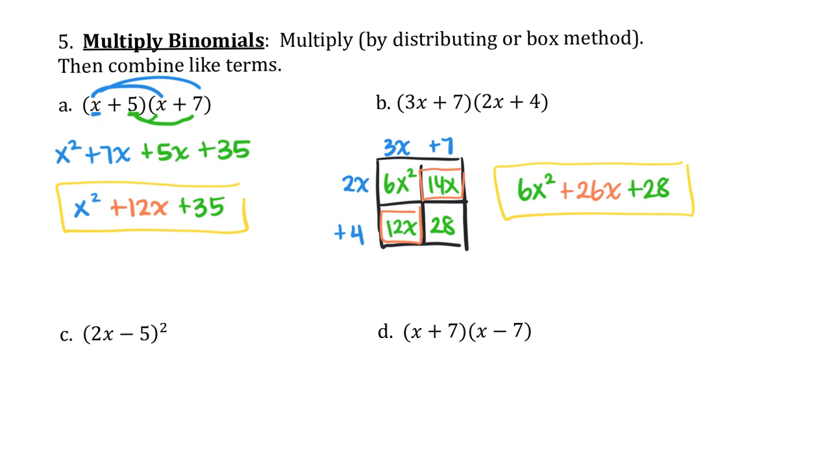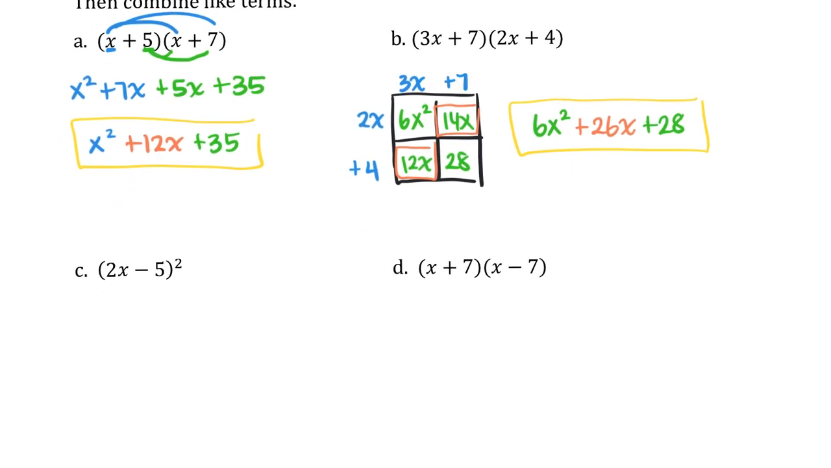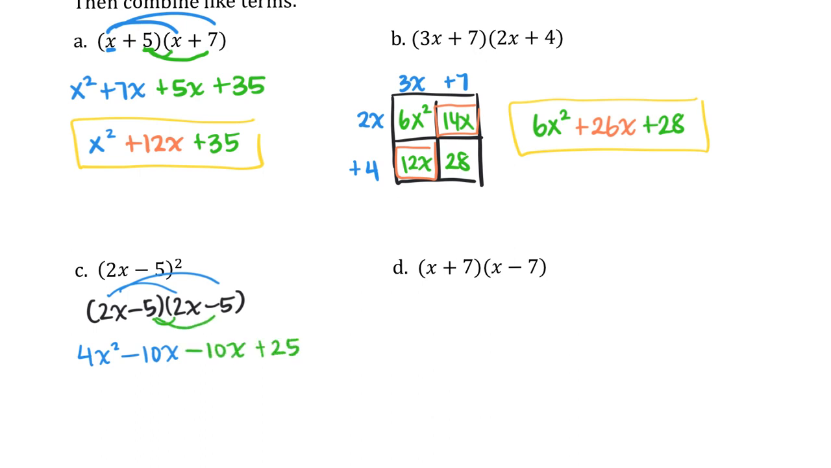Okay, the next two, let's try it. Okay, C, 2x minus 5 squared. Now if you do the box method, you're doing 2x minus 5 times 2x minus 5. If you're distributing, you're writing 2x minus 5 out twice, and then distributing it. 2x times 2x, 4x to the second. 2x times minus 5, minus 10x. Minus 5 times 2x, minus 10x. Minus 5 times minus 5, positive 25.